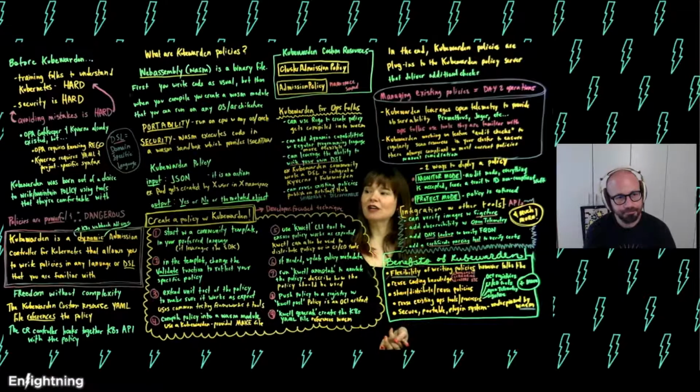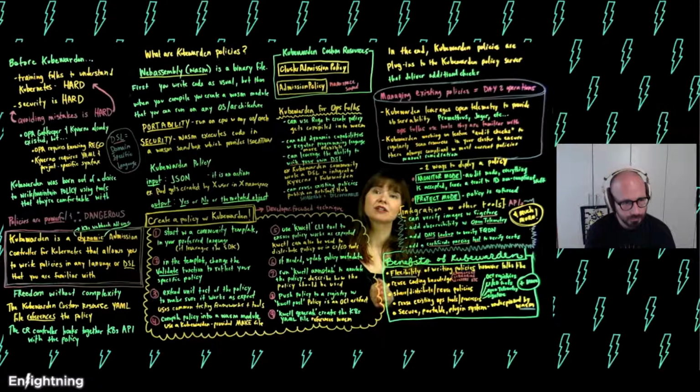So, Kubewarden: what it is is a dynamic admission controller for Kubernetes that allows you to write policies in any language or DSL that you're familiar with. DSL stands for domain specific language, and by dynamic admission controller, we mean that it's an add-on to Kubernetes, which already does have built-in admission controllers.